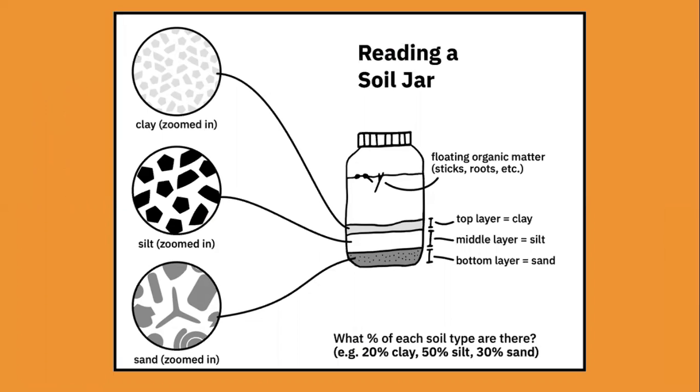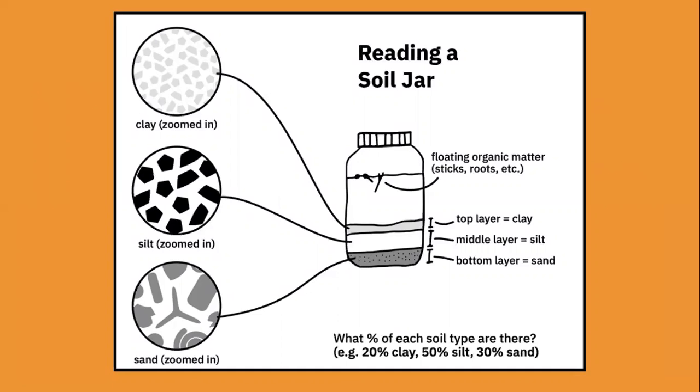So you will notice that sometimes with your soil there's various organic matter, sticks, roots, things like that. Those things will float to the top, and then there might be a bit of a gap, and you'll see your top layer is clay, your middle layer is silt, and your bottom layer is sand. And if you look here, you can see the different structure and size of the particles in your sample.